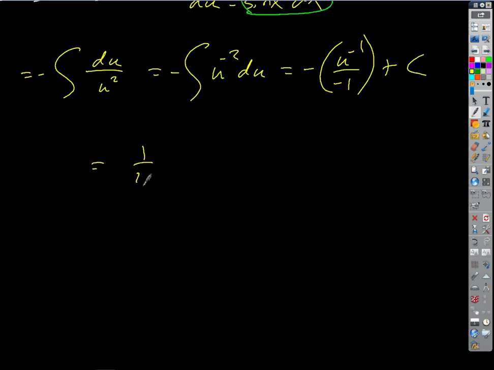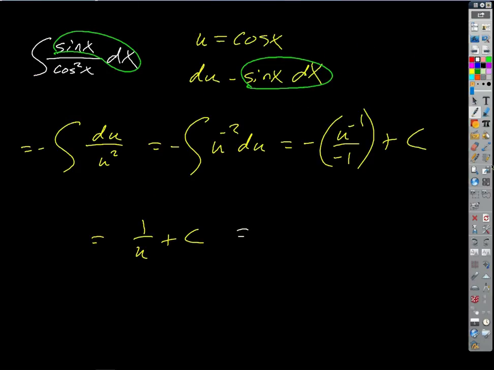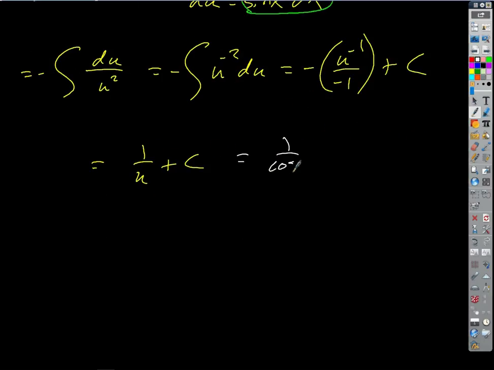Okay, good. 1 over u plus c, right? Negatives cancel. And if I reverse the substitution, what's that look like? Okay, so 1 over cosine x plus c. And what's 1 over cosine x? Okay, so either way would work, right? I wouldn't. I would do the other way. Your way was definitely better. Yeah. Okay. All right, let's try one more of these.